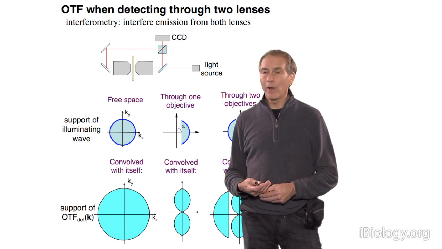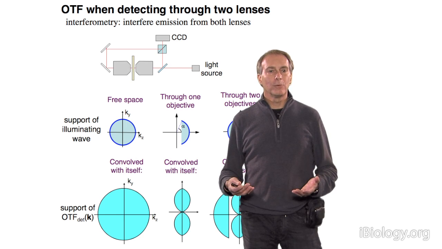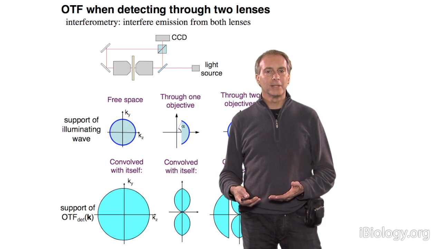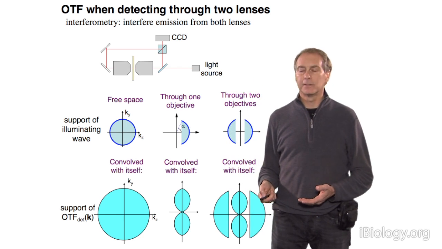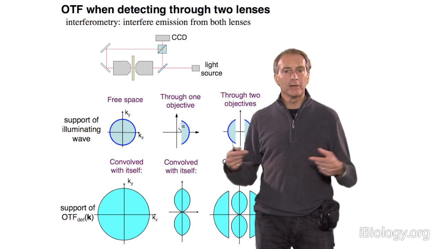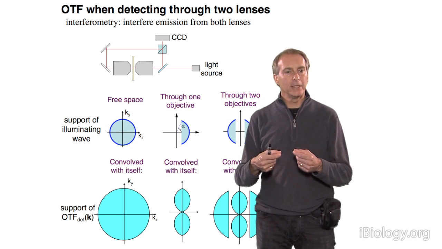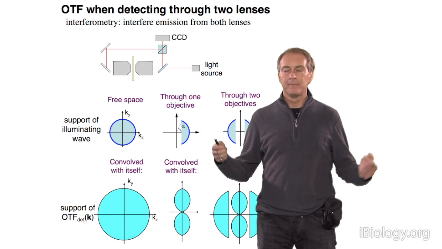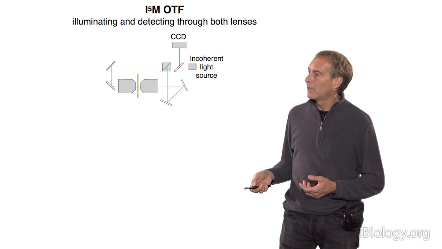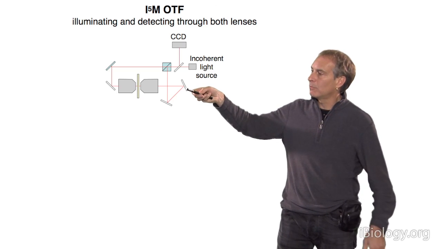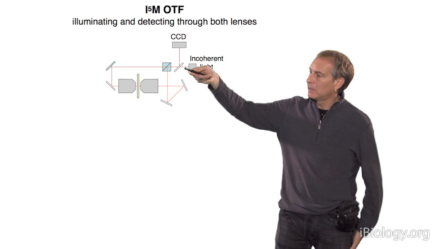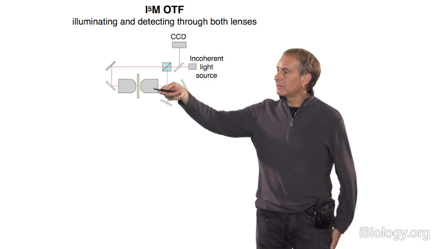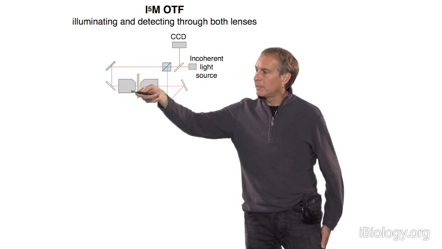But wait, there's more. We can both illuminate through both objective lenses and observe through both objective lenses. So we create interference patterns for the light going in, and we create an interference pattern for the light coming out. And that does even more for us, as we can see here. So here is that simple microscope where the light comes in. It goes through one objective lens. It also goes through the other objective lens.